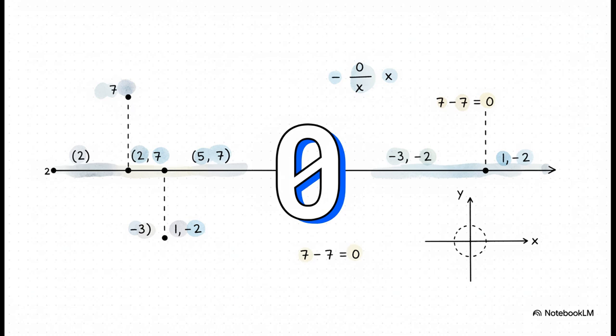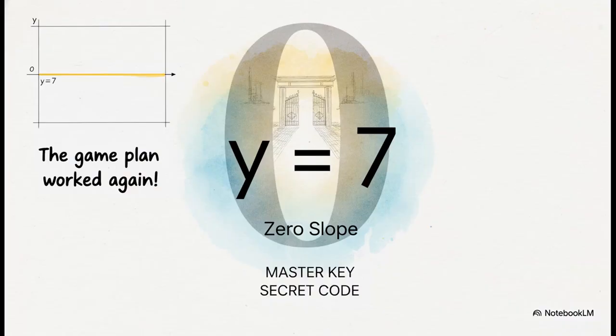Did you notice the y values are the same? That means the top part of our fraction is 7 minus 7, which is just 0. And, of course, 0 divided by anything is 0. So our slope is 0. And this is so cool because it shows a really important idea. A zero slope means you have a perfectly flat, horizontal line. And the equation for that is always just y equals whatever that constant y value is. So our final equation is simply y equals 7. The game plan even works on the tricky ones.